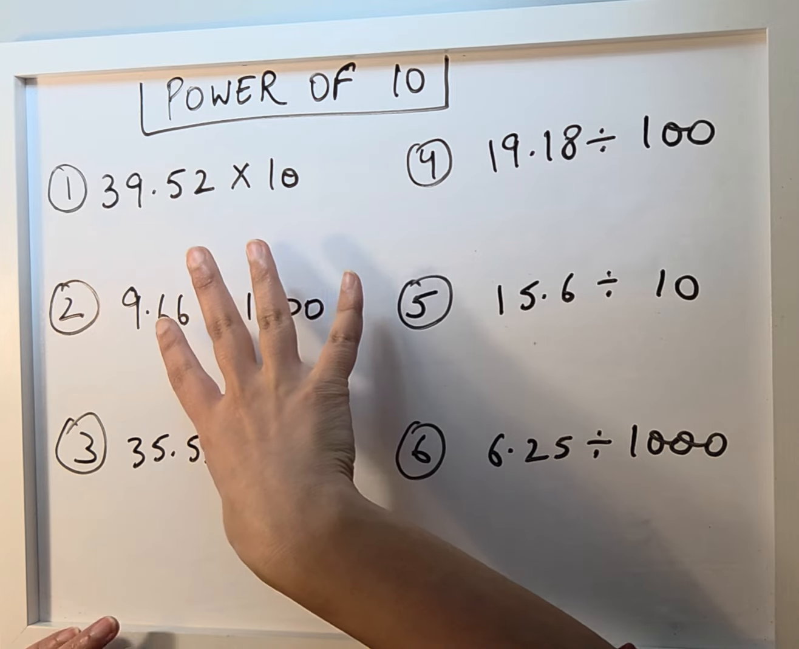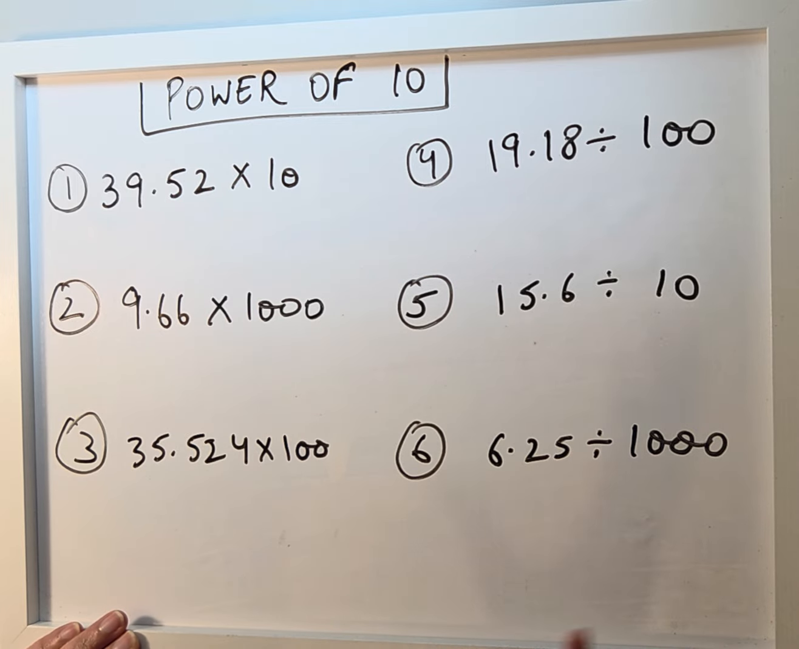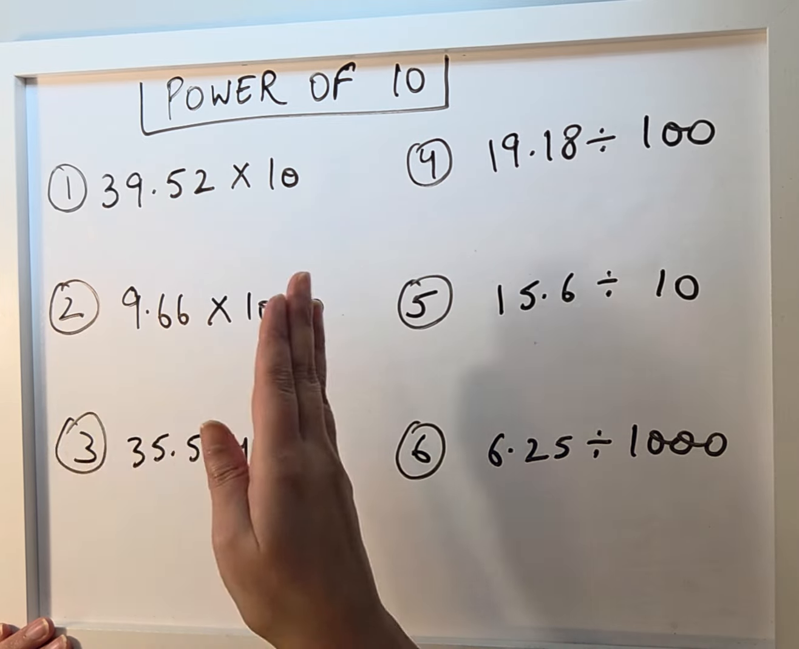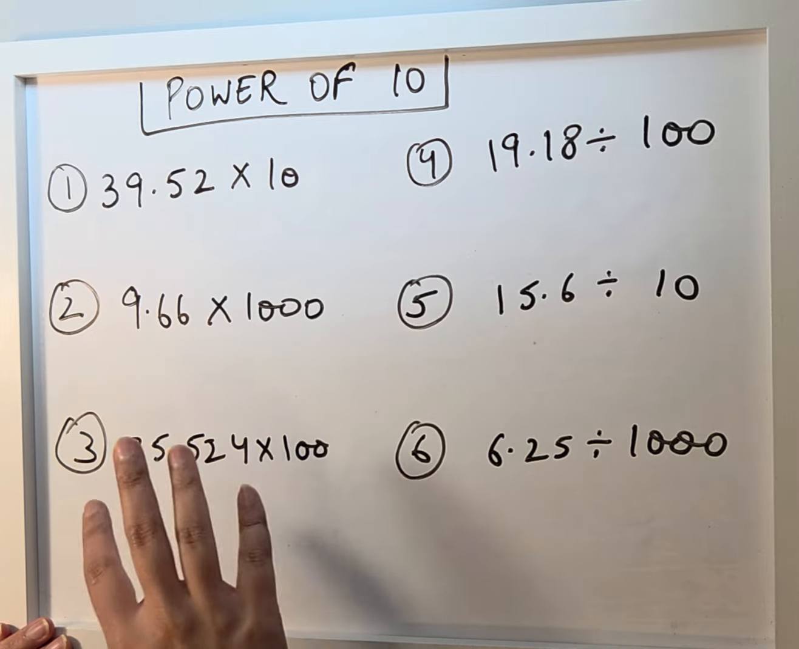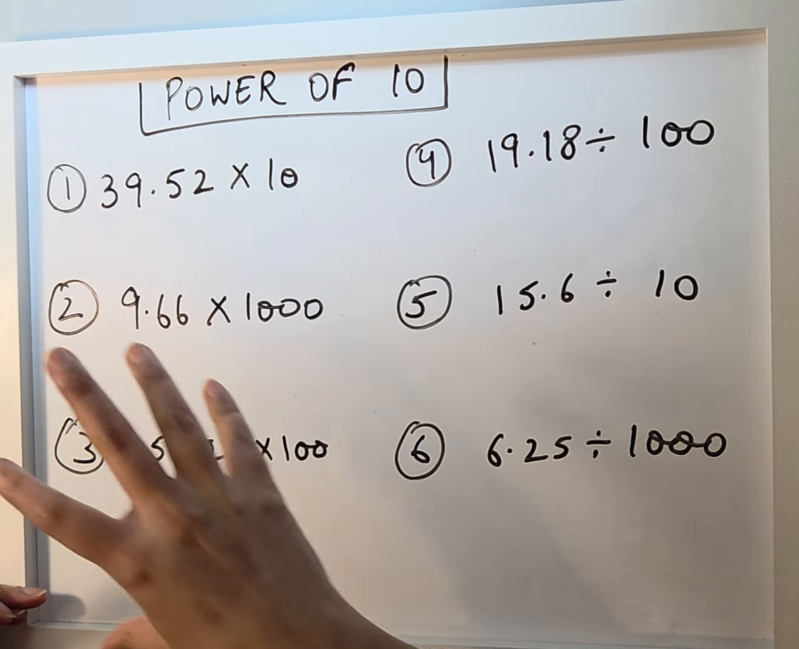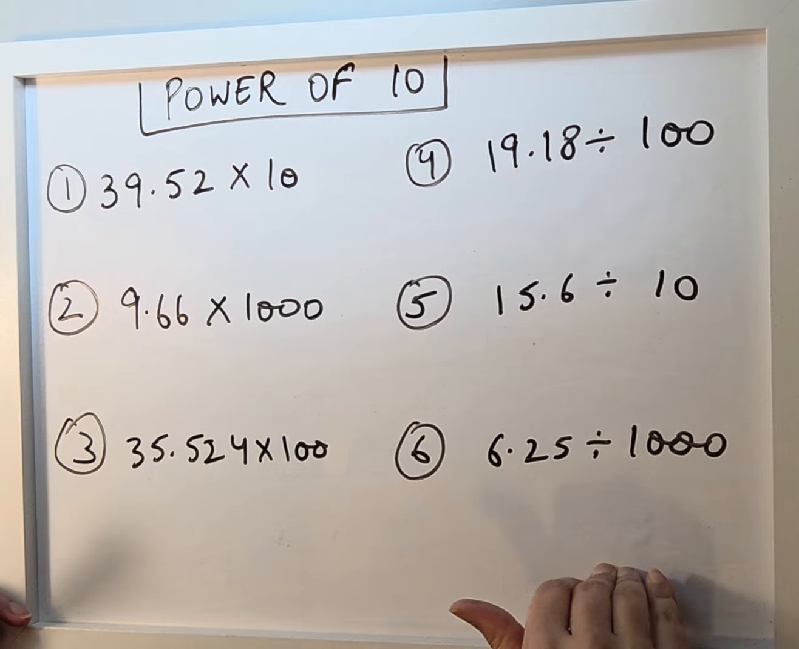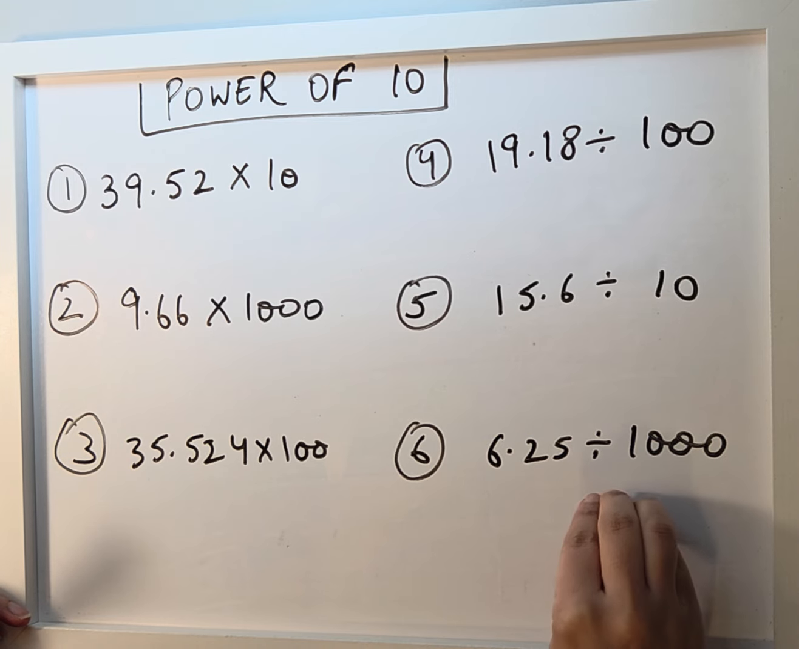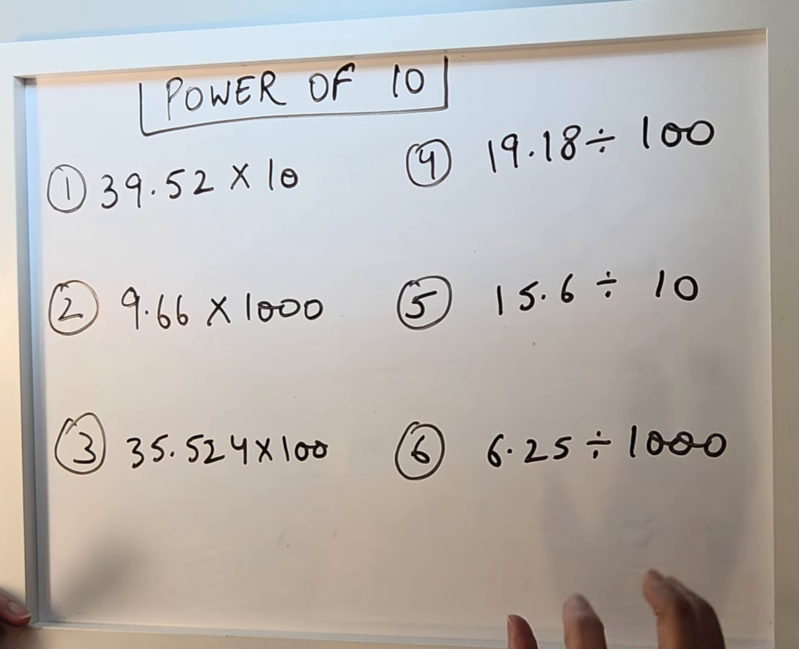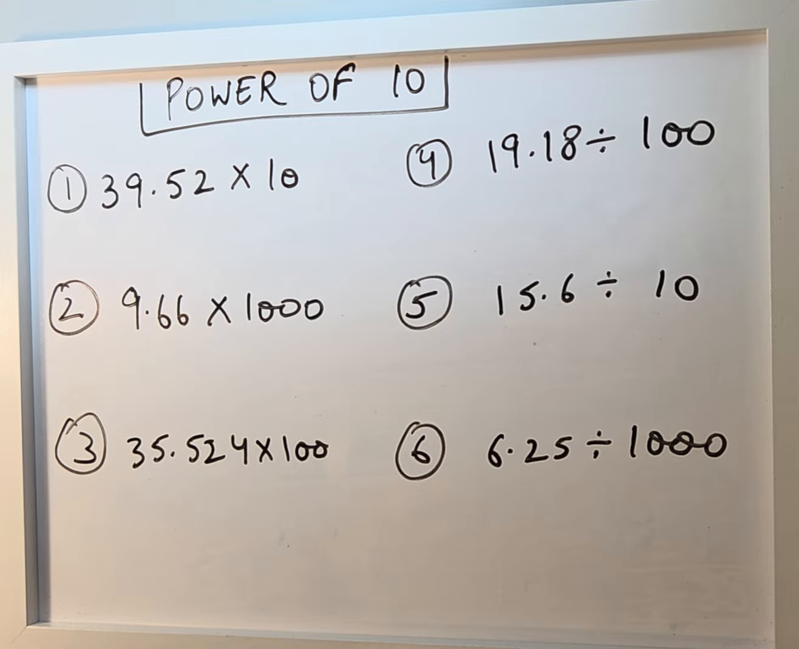When we are multiplying, 10, 100, 1000 are big numbers, so by default the value of the number is going to become bigger. The decimal will move towards the right, because moving the decimal towards the right makes the number bigger. And whenever we are dividing by some power of 10, the decimal will move towards the left, because dividing by a big number reduces the value of the decimal. Now let's see how we go about that.